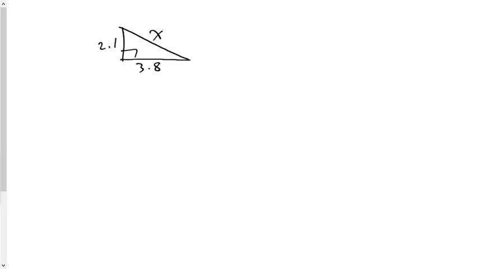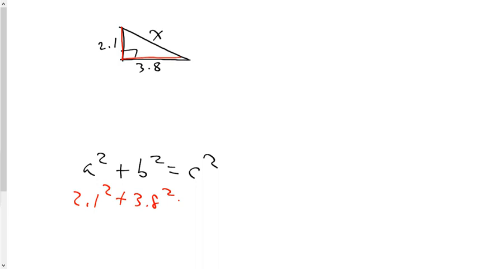Next question is Pythagoras. Of course, you could start with your a squared plus b squared equals c squared, which is always a good idea to start with the formula. Since your a's and your b's of your formula are always the legs of the right triangle, those two numbers will be your a and your b. So 2.1 squared plus 3.8 squared will equal x squared.